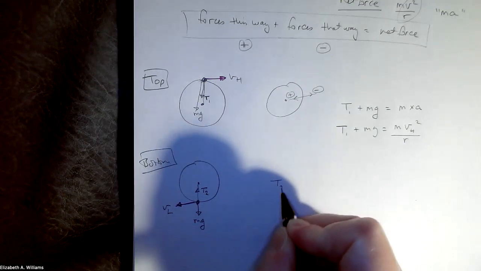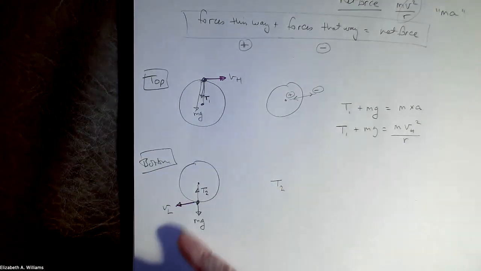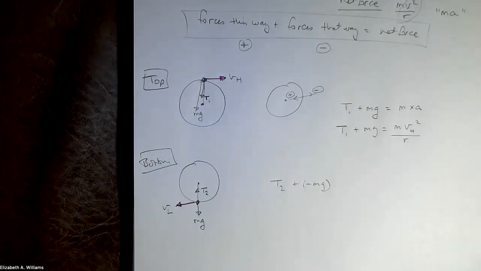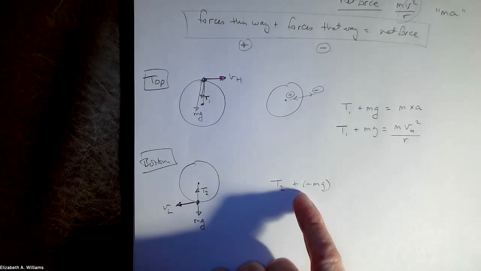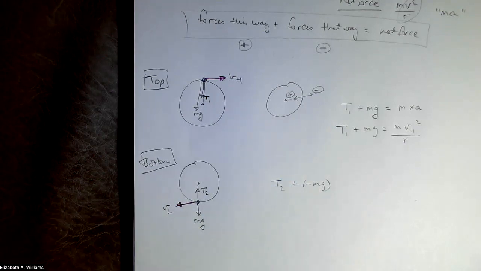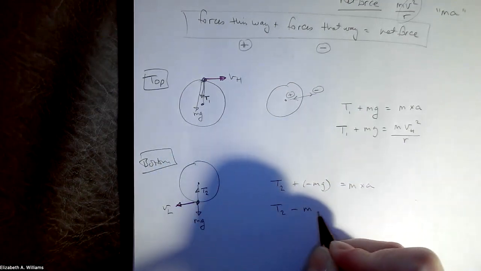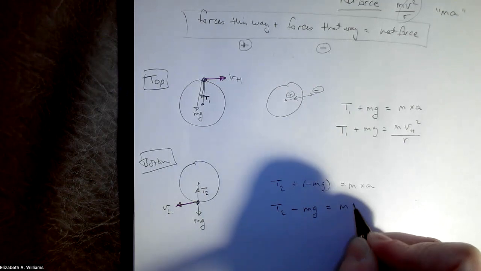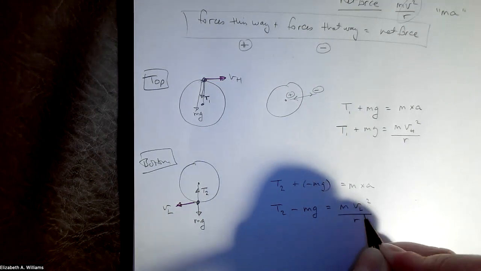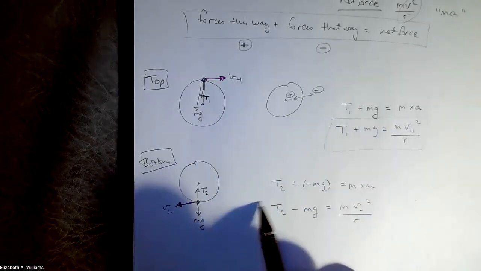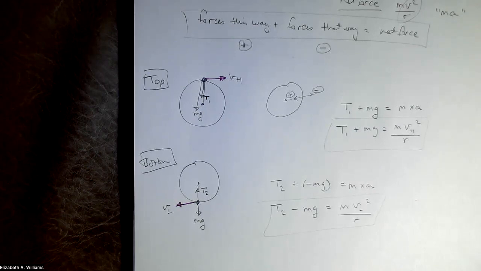So toward the center is positive, but away from the center is negative. I know it's a subtraction, but I'm going to write it as adding a negative force because I'm showing the structure of my equations: net force equals mass times acceleration. So T2 minus mg equals mass times velocity at the bottom squared over the same radius. So if I needed force equations, there are my force equations. Okay. I can also write energy equations for top and bottom, which I'm going to need to do.